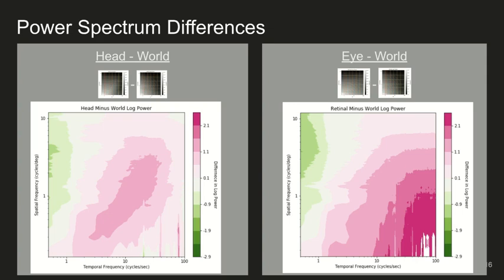Equivelocities, which run along the positive diagonal, indicate which velocities are being introduced with motion. For head motion, this boosting occurs in a central region in spatiotemporal frequency space, corresponding to mid-range velocities. For eye motion, this boosting is only in high temporal frequencies at low spatial frequencies, which corresponds to high velocities.